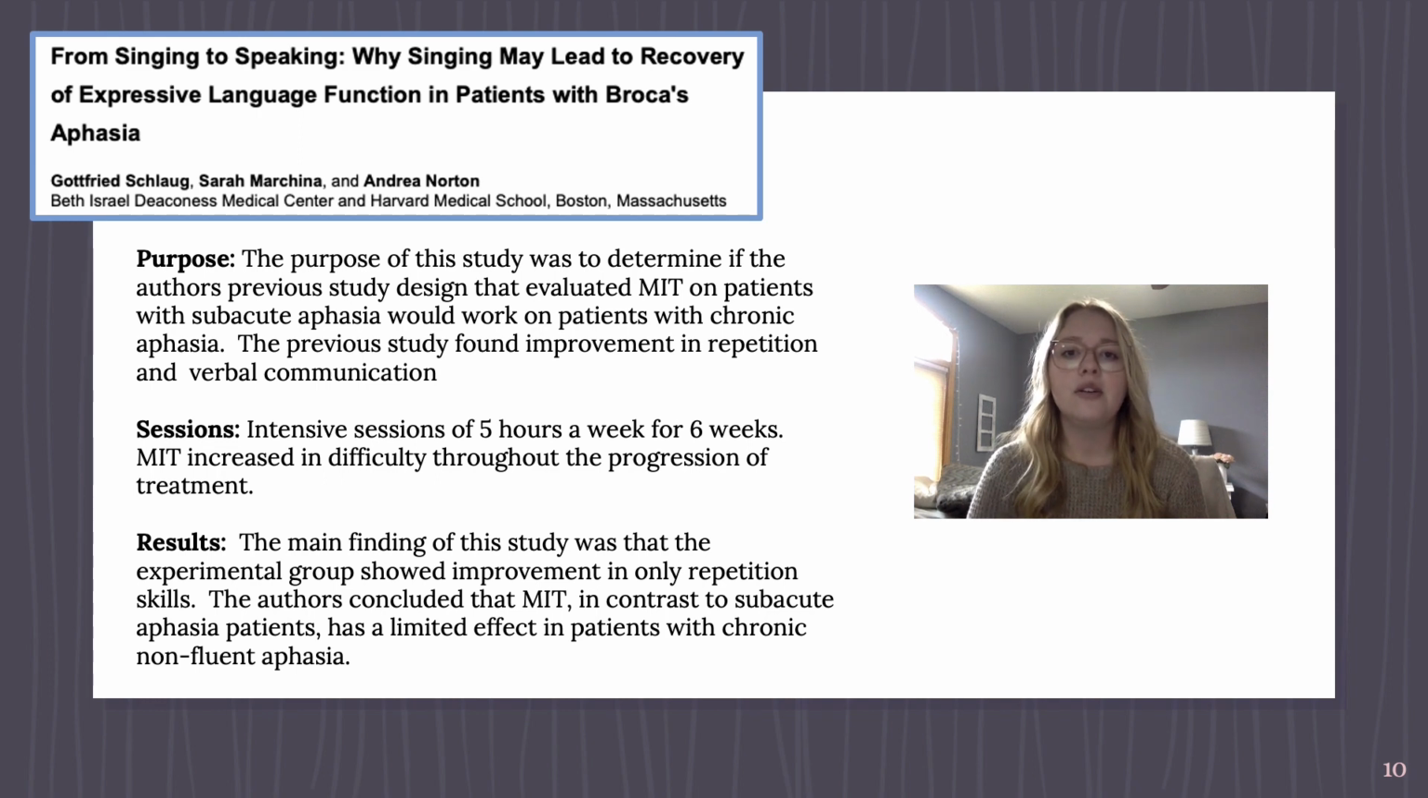Then the SLP would give less support and the intoned pattern changed to normal prosody. Finally, the patients would independently speak the target utterance. So you would see the intoned sing-songy pattern slowly decrease to a normal intoned phrase. The results found that the experimental group showed improvements in only repetition skills. The authors concluded that MIT, in contrast to the subacute aphasia study done previously, has limited effects in patients with chronic non-fluent aphasia.